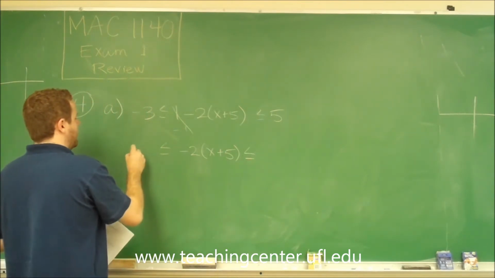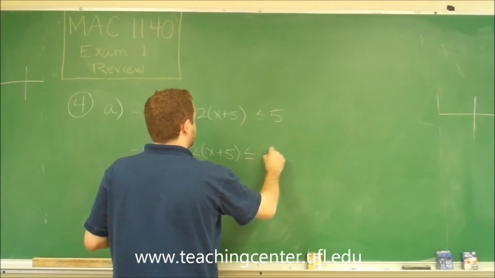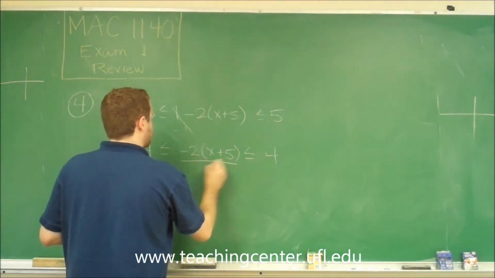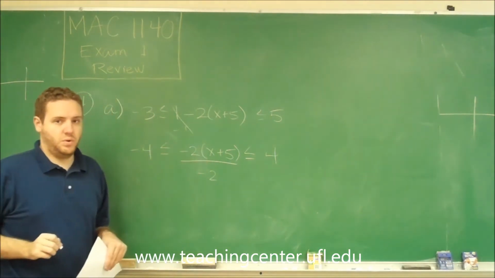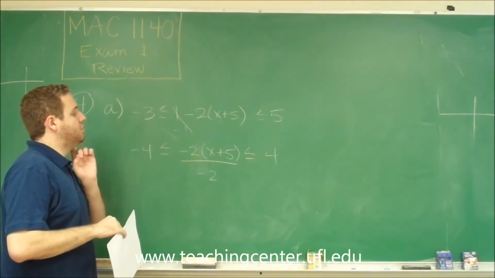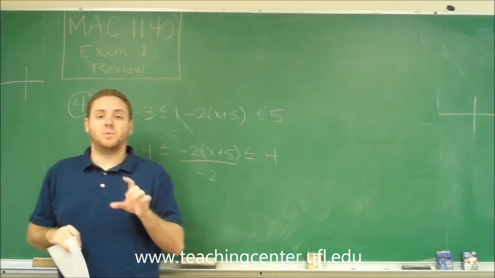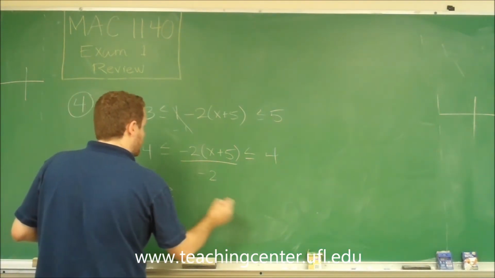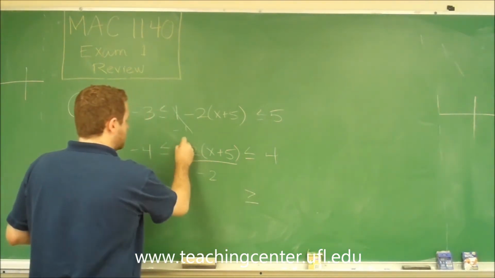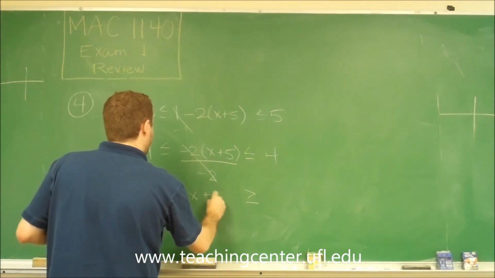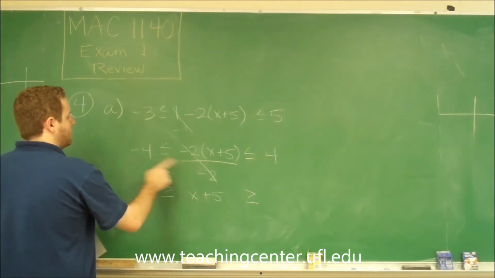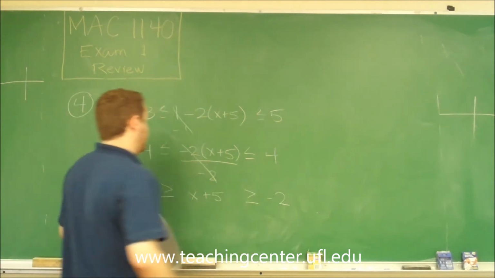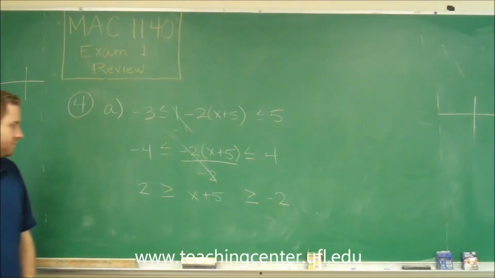So if we subtract 1 from negative 3, we get negative 4. Subtract 1 here, we get 4. Now we want to divide by negative 2. Do that to both sides also. Remember though that if you multiply or divide an inequality by a negative number, you have to change the direction of the inequality. So now our signs are going to be going this way, and we'll just have the x plus 5 in the center. Negative 4 divided by negative 2 would be 2, and 4 divided by negative 2 would be negative 2. So now we have that.